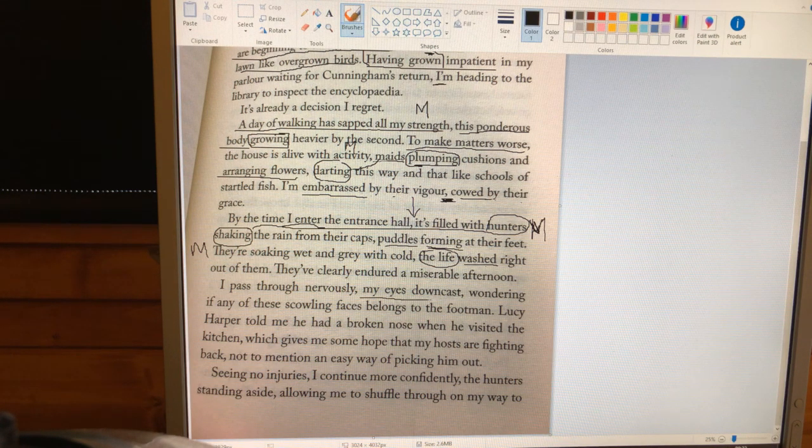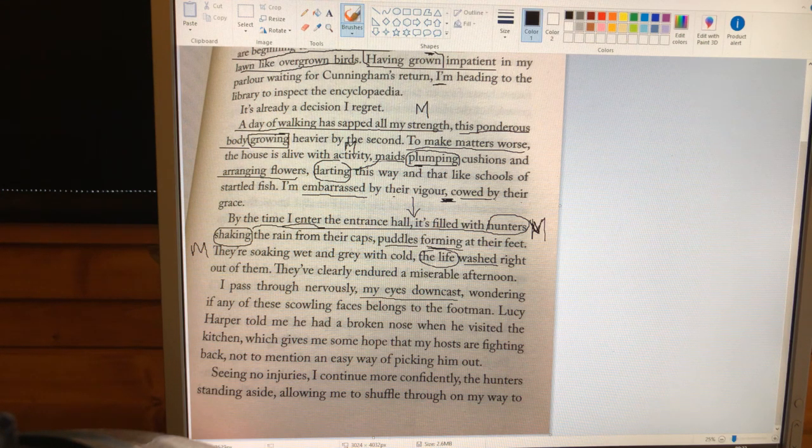My eyes downcast. Now, it is not simple past tense, the life washed right out of them. It certainly isn't. The life is not the subject of the verb washed. Washed is not a verb here. Washed is an adjective describing the life. If the life were the subject of the verb, that would mean that the life would be washing something. The life washed something, and it didn't wash anything. The life, it's passive basically. The life was washed right out of them, and so it's describing the life here. It is not a verb in a past simple tense.